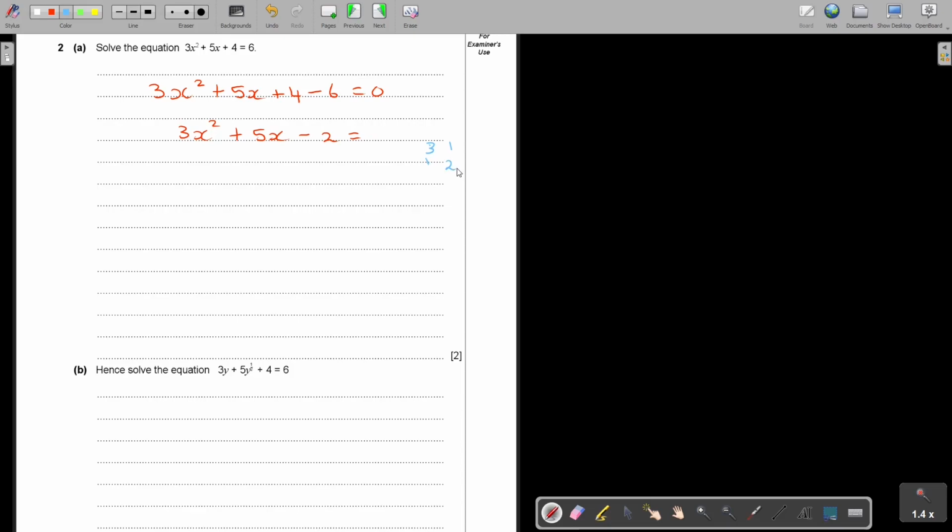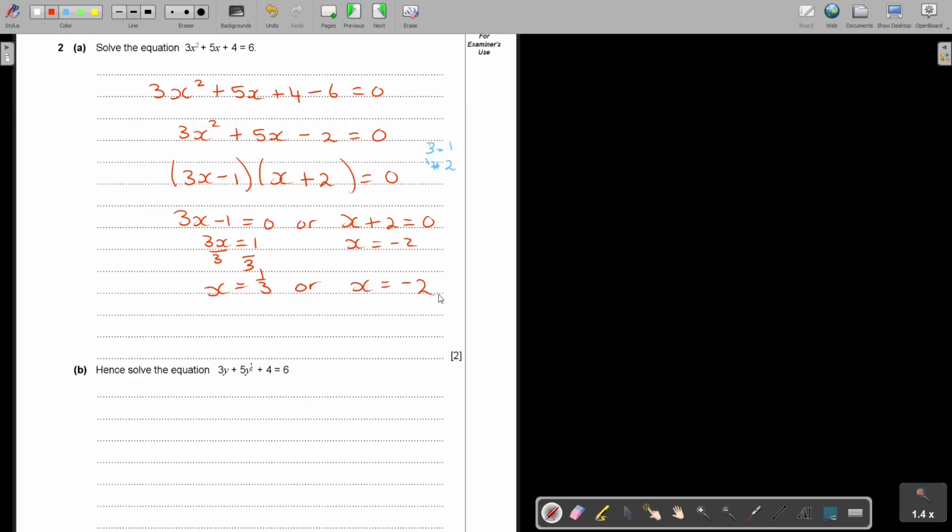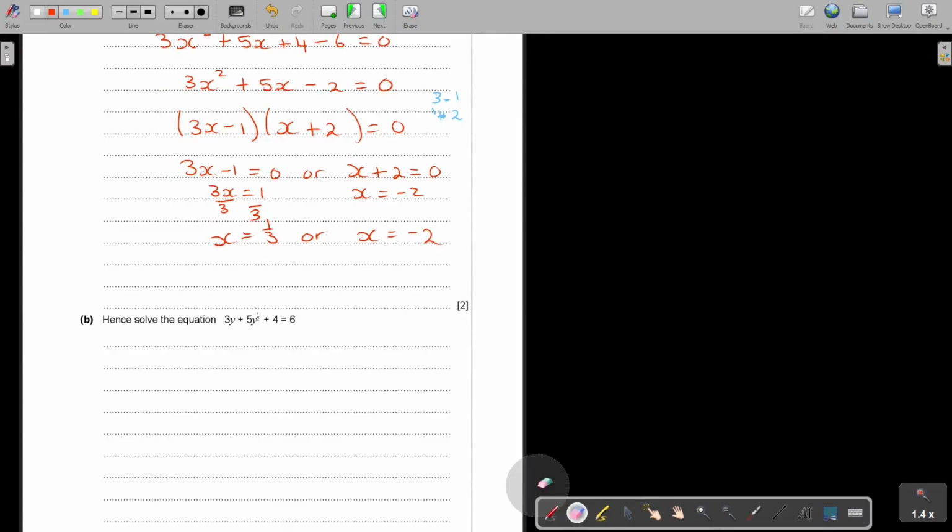So it's going to be 6 minus 1, which is going to be 5. So the signs will be different, and the biggest one gets a positive, and this will be a negative. So I will get 3x minus 1 and x plus 2, and that will be equal to 0. So I will have 3x minus 1 equals 0, or x plus 2 is equal to 0. So 3x equals 1 and x equals -2. Divide by 3. So the value of x is a third, or the value of x will be -2. Just like that.